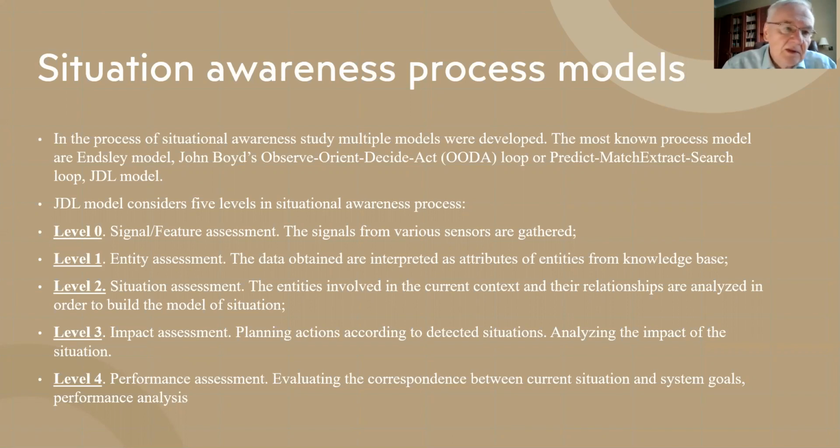At level number 0, we record data from sensors, gather the data. At the first level, we establish correspondences between this data from sensors and entities and attributes of entities from the knowledge base. At the next level, number 2, we do situation assessment, situation identification, analyze the situation. At the next level, we plan actions according to the detected situation, and also we assess the impact of those actions. And at the last level, we make performance assessment.